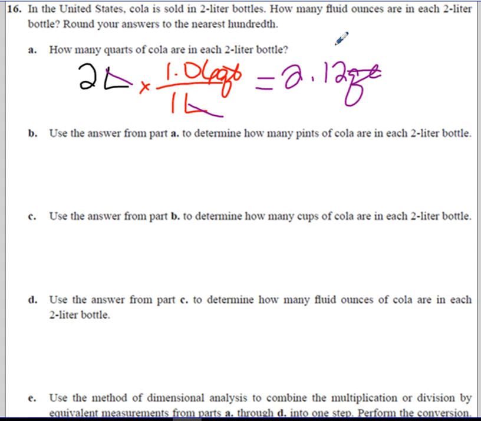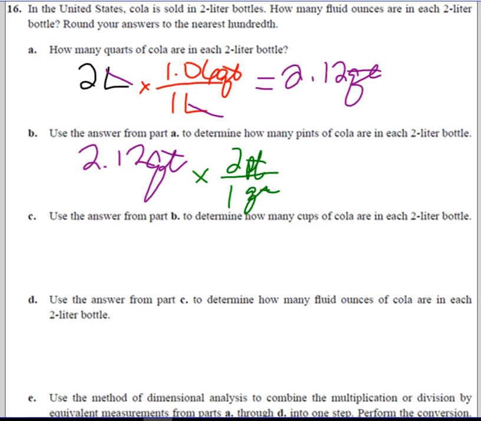Now we're going to use 2.12 quarts to determine how many pints. So 2.12 quarts. And then we need to go back to our US conversion of 1 quart equals 2 pints. So again, that way we can cancel our quarts, keep our pints, and 2.12 times 2 will give us 4.24 pints.